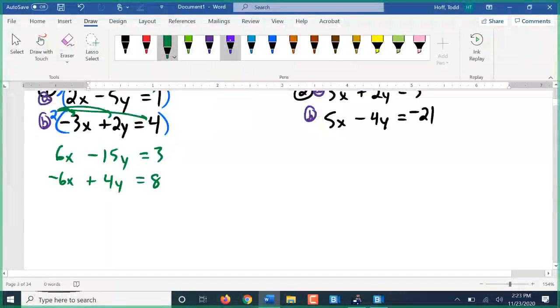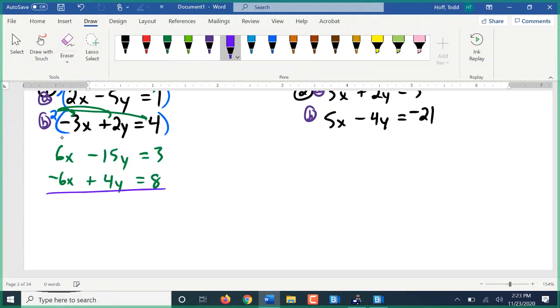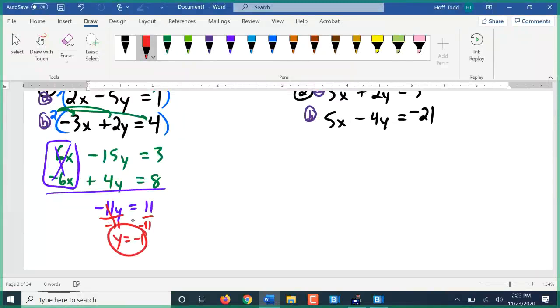Now we can go ahead and add our equations here. 6 and negative 6 is negative 6x and negative 6x is 0x, which cancels out. Negative 15 and positive 4 make a negative 11y. And 3 plus 8 is positive 11. We can divide by a negative 11, get that y equals negative 1.